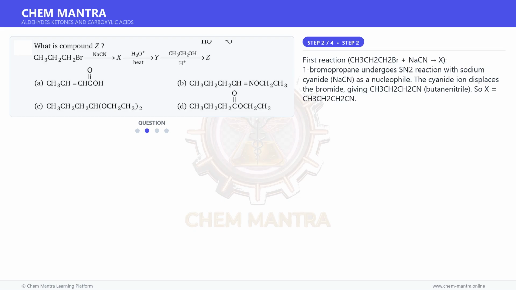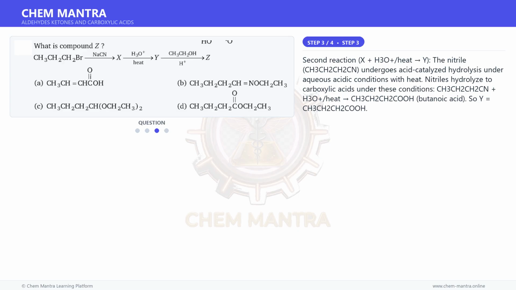Moving on to the next step. First reaction: CH3CH2CH2Br plus NaCN gives X. Bromopropane undergoes an SN2 reaction with sodium cyanide, NaCN, as a nucleophile. The cyanide ion displaces the bromide, giving CH3CH2CH2CN, butanenitrile. So X is equal to CH3CH2CH2CN.